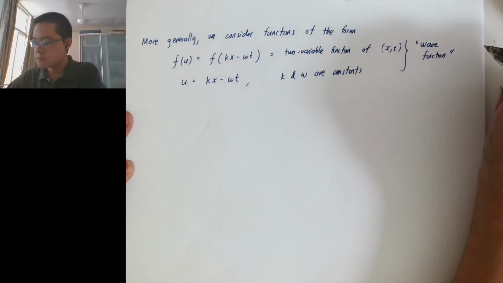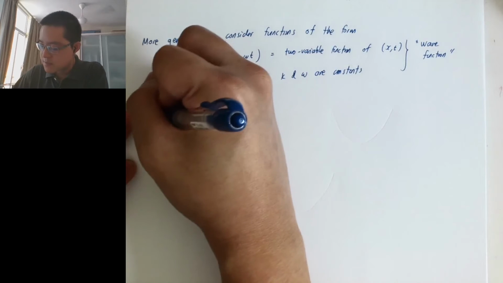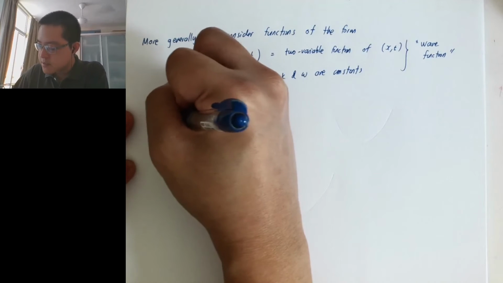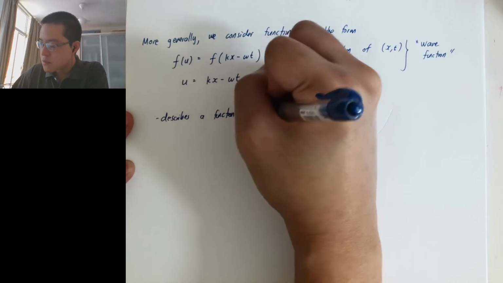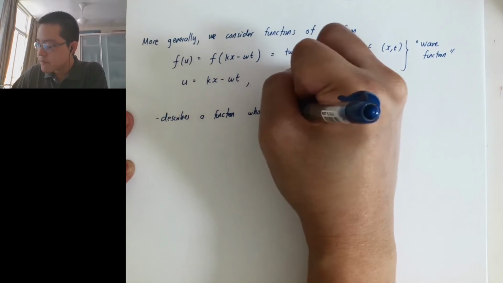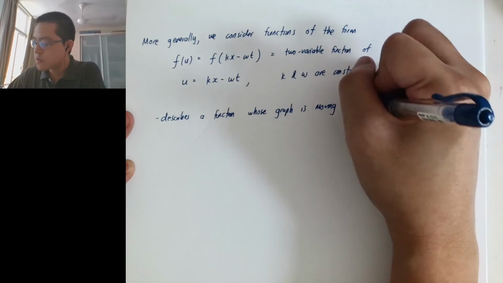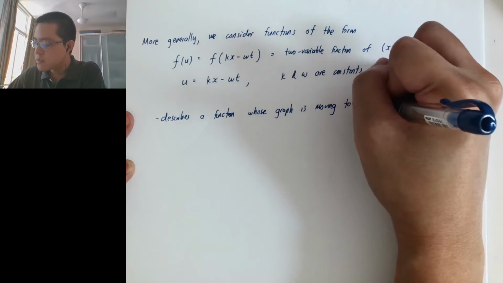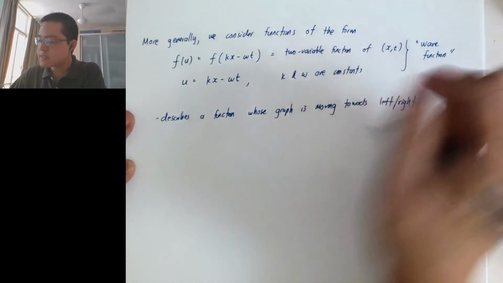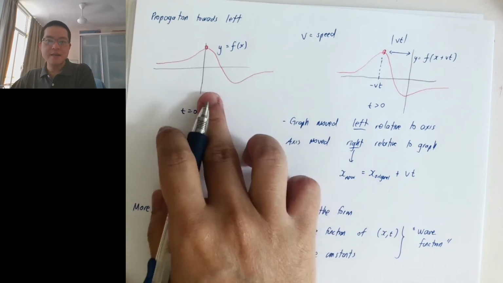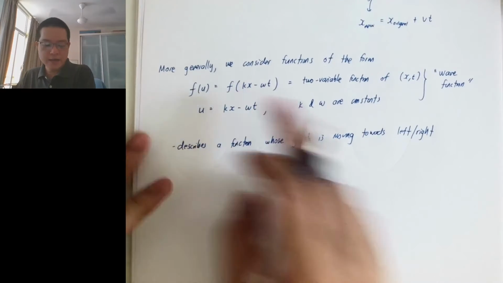It describes a function whose graph is moving towards the left or right. Basically, I'm just repeating what I said, because I try to convince you that this graph is moving to the right. Generally this is what we are having over here.